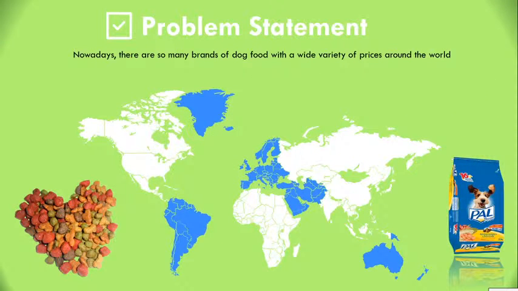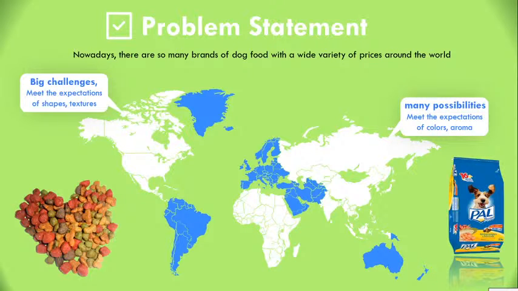Problem statement. Nowadays, there are so many brands of dog food with a wide variety of prices that product quality is a trigger for a consumer to choose the brand. A big challenge consists of meeting the expectations of shapes, textures, colors, and aroma of food. If this is not achieved, the product will never be offered to the pet, in addition to meeting the nutritional requirements for which the food was designed.